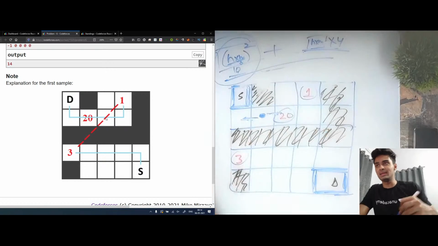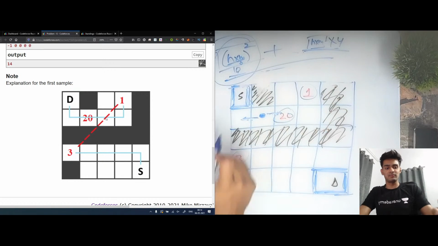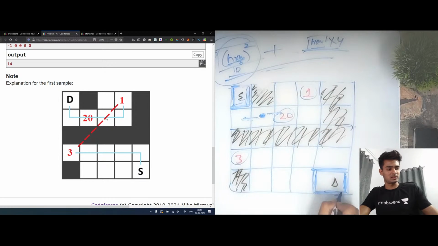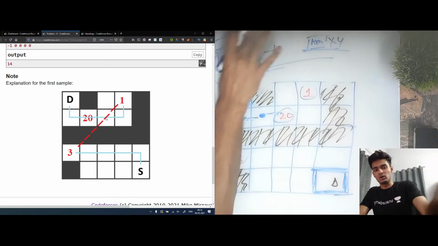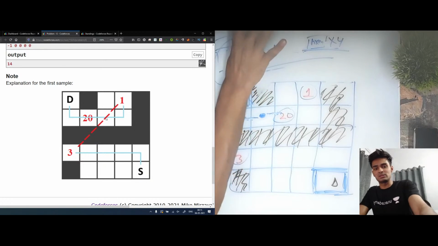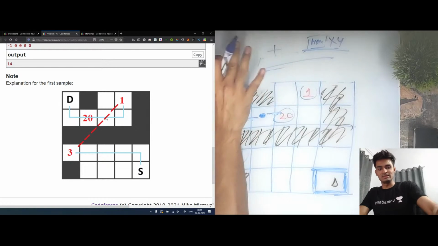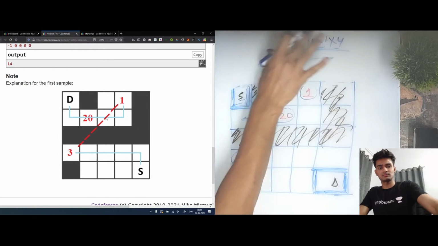We would have made all the edges, and then we would just have run a Dijkstra from source to destination, and we would be able to find the minimum path. But since this n into m is not in the range, we cannot use Dijkstra. Now let's see what we can use.